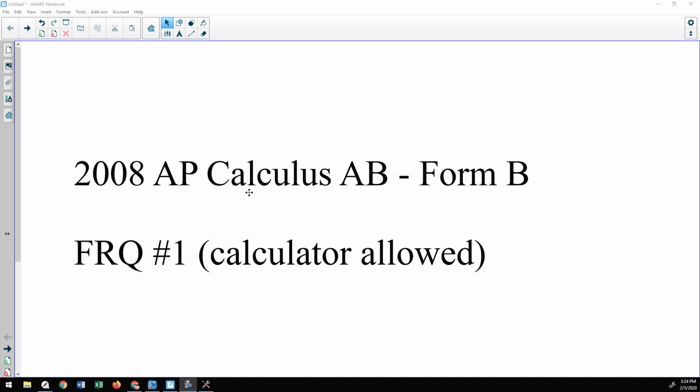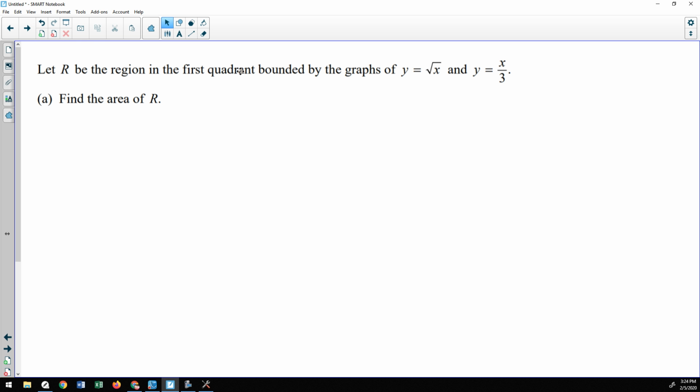Okay, let's look at a 2008 AP Calculus Free Response question. This is Form B, number 1. You are allowed a calculator. It's an older question, a fairly straightforward area and volume question. They give you a relatively easy to graph region. Graphing is not mandatory, but it certainly helps with the visualization.